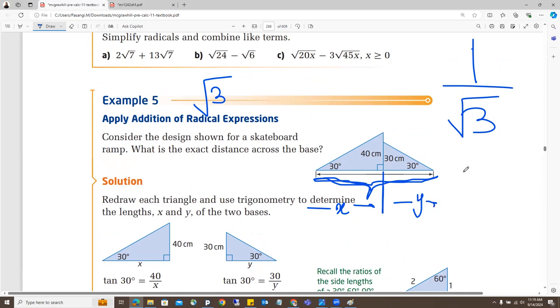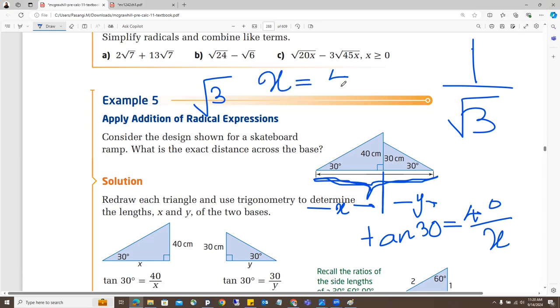If we first find the length of x, tan 30 is equal to 40 divided by x. Then x is actually 40 divided by tan 30. Tan 30 is 1 over square root 3. That means the value of x will be 40 square root 3. Did you receive that one?